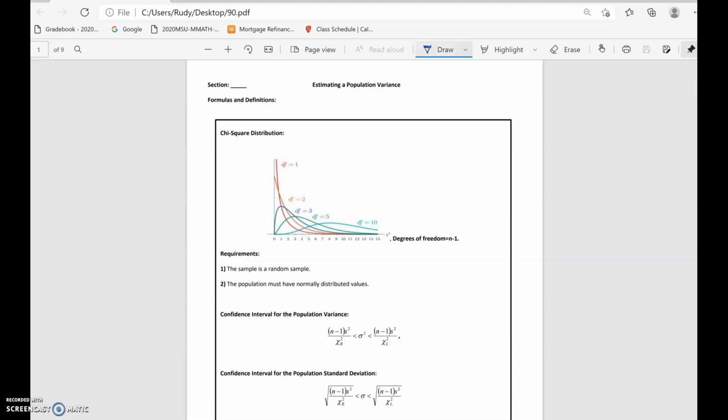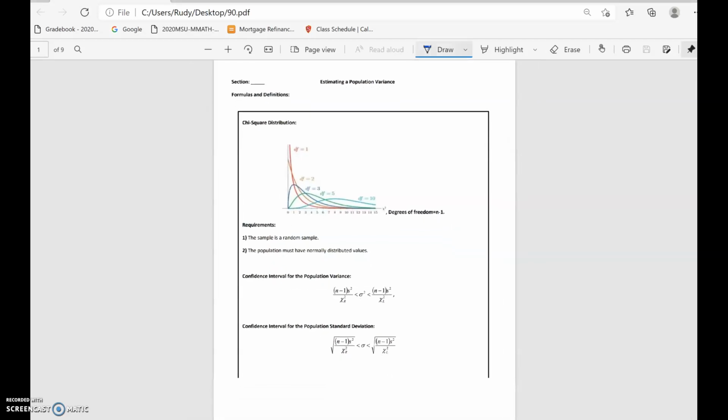Hi class, in this section we're going to cover confidence intervals, but for a different parameter. In this case, we're going to be looking at the variance and also the standard deviation. Now, the formulas are very simple. The part that's going to take the longest is actually to find these two values, which are called our critical values. And these critical values are based on C.